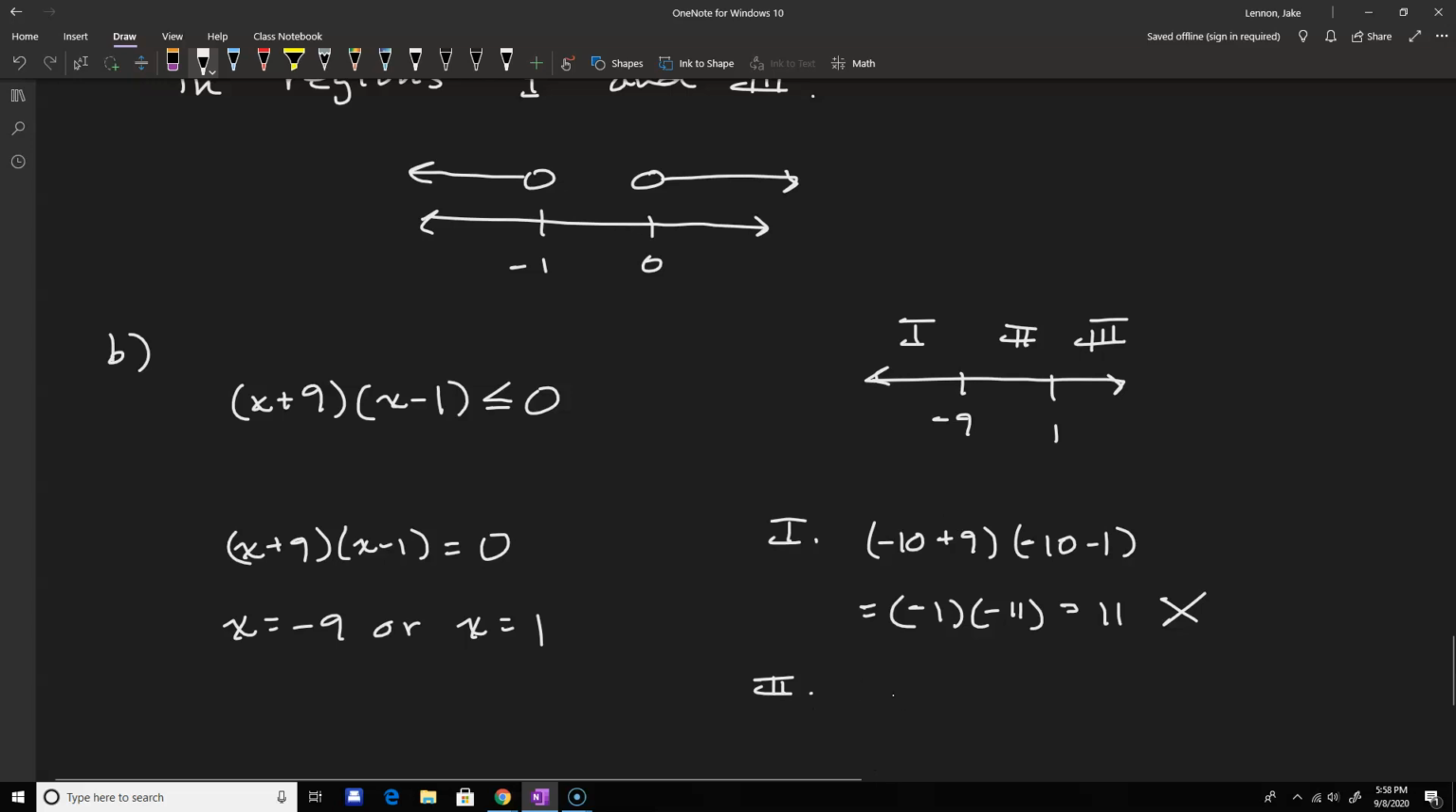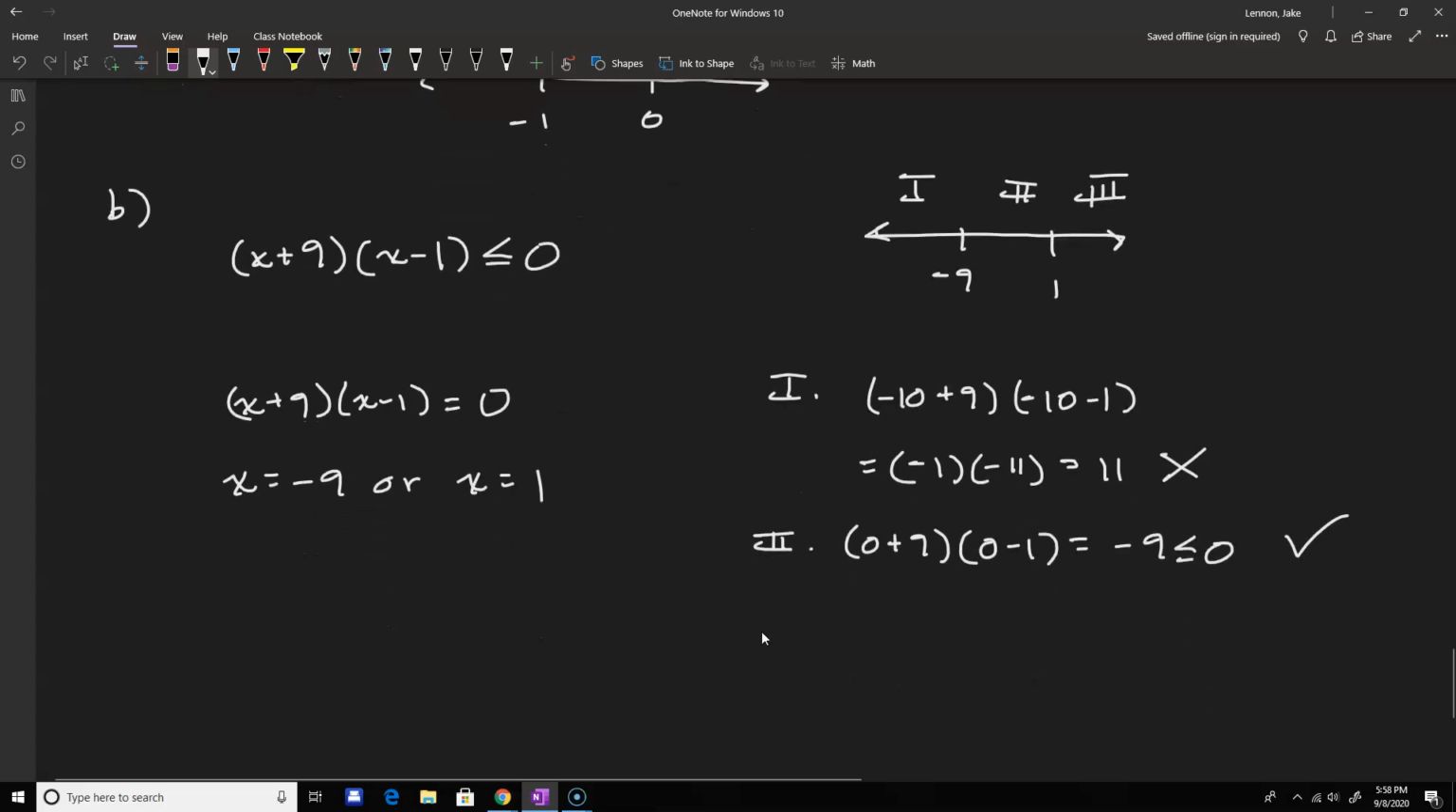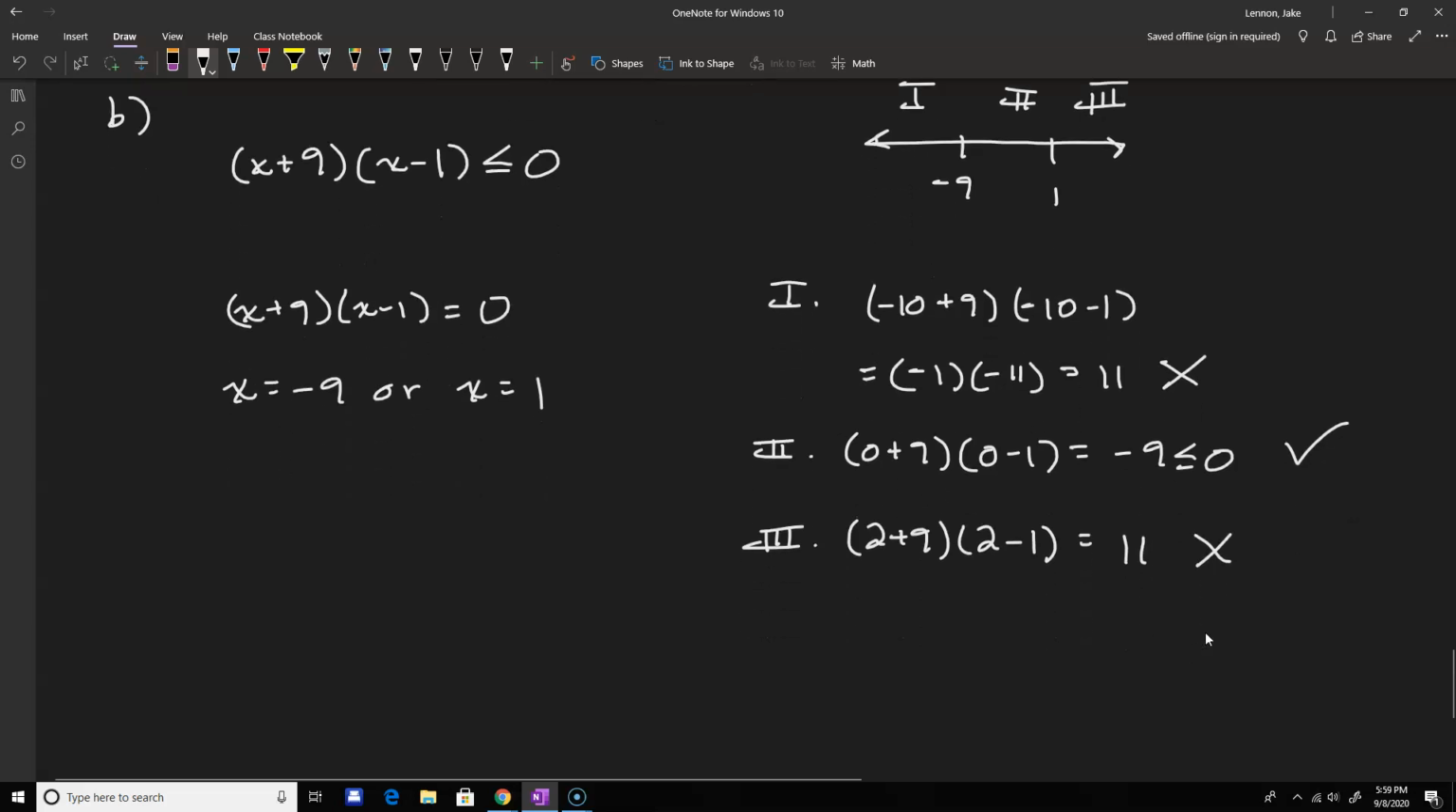Region 2, a number between negative 9 and 1. A good number to choose when it's there is always 0. So we could do 0 plus 9 times 0 minus 1. And that would give us 9 times negative 1, which is negative 9. This is less than or equal to 0, so we get a check mark in region 2. And for region 3, let's plug in 2. 2 plus 9 times 2 minus 1. That would be 11 times 1, which comes out to 11. Again, that's a positive number, so that's not part of our solution set. So region 2 is the solution set here.